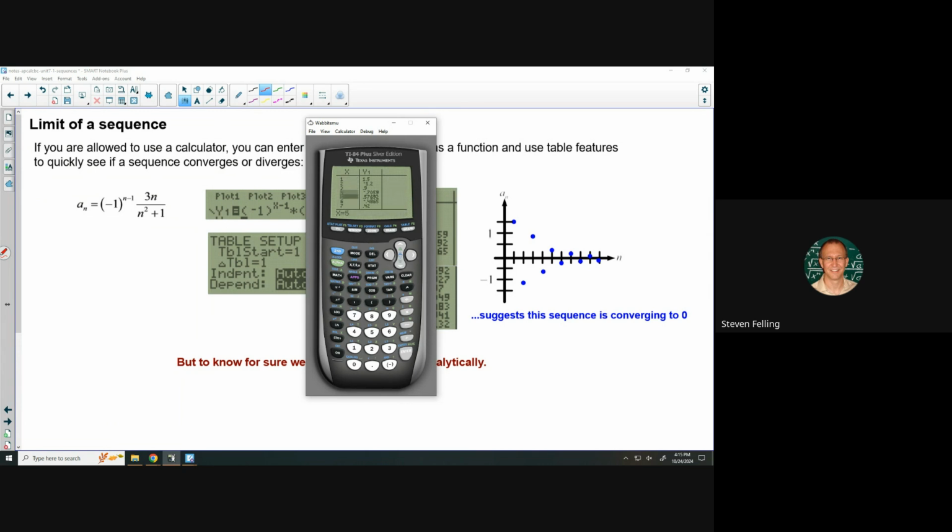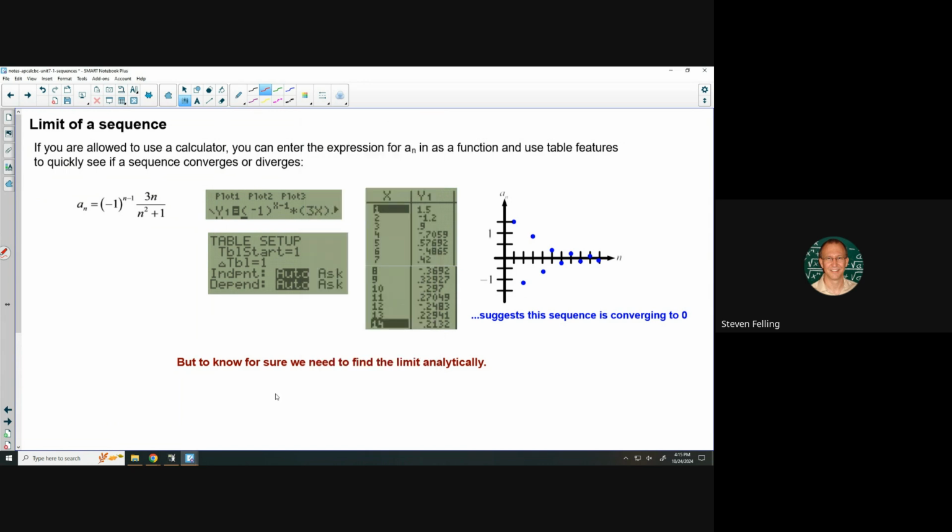And if I scroll down, these output values are oscillating around 0, but sure enough, they seem to be getting closer and closer to 0. So if you do have technology available on a test, you can use this to check your understanding. It looks like the sequence does appear to be approaching the limiting value of 0. So we would say this seems to be converging to 0. But we haven't actually proved it.